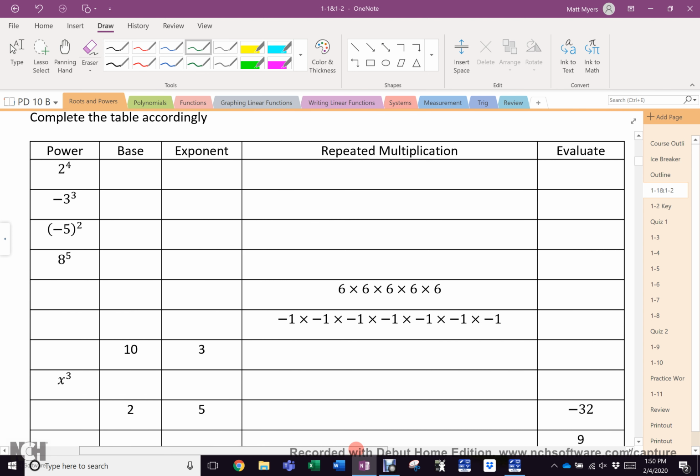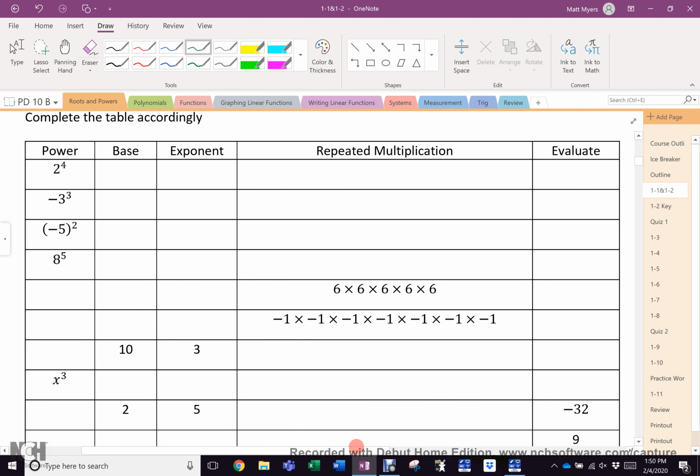I want you to fill in this chart. We'll do the first line together, and then I will give you 1 minute to do so. What is the base? What is the exponent? 4. So it is 2 times 2 times 2 times 2, and you get 16. Ready? Fill in the rest of it. Go. You have all the information you need to fill it in properly.